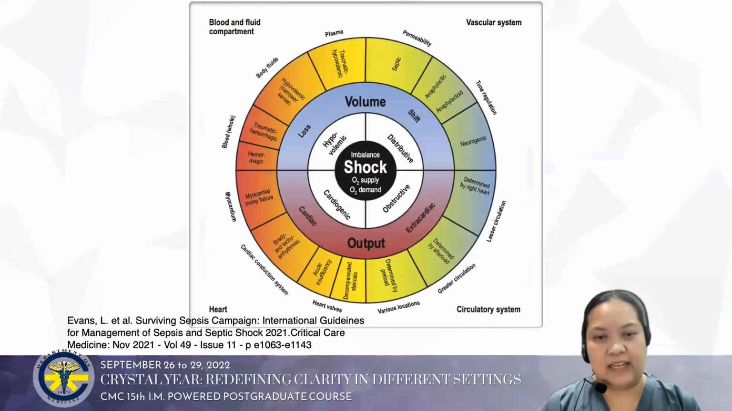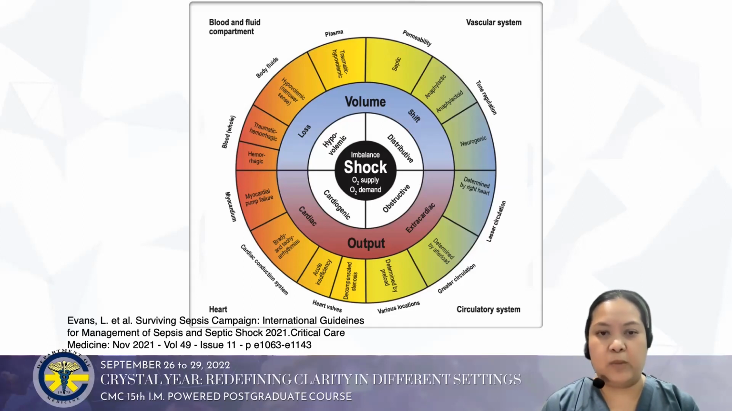So this is my last slide for today, and I think it summarizes everything that we have discussed. If you look at the center, you see that shock is an imbalance between oxygen supply and oxygen demand. And around it, you can see the 4 different classifications of shock: hypovolemic, distributive, cardiogenic, and obstructive. For hypovolemic shock and distributive shock, the more common problem is volume. Hypovolemic shock results from volume loss, while distributive shock results from volume shifts.